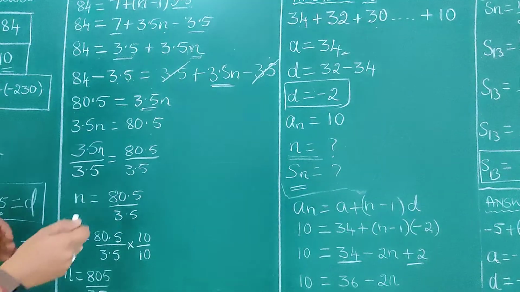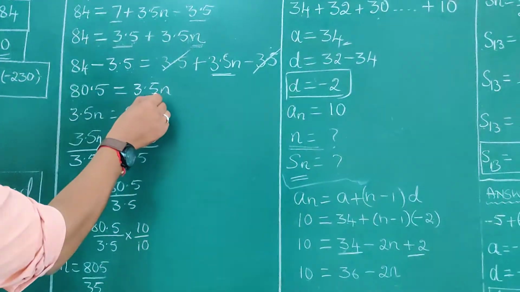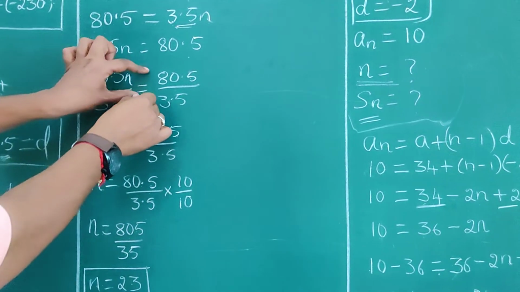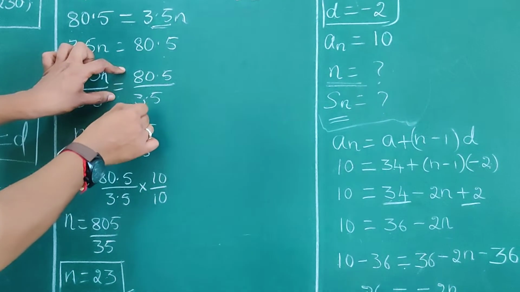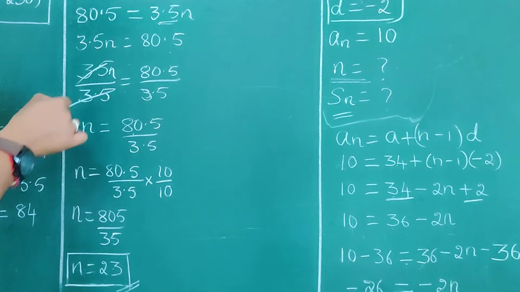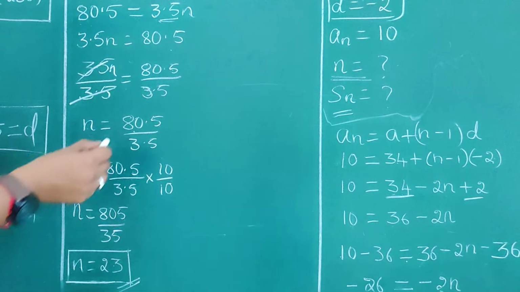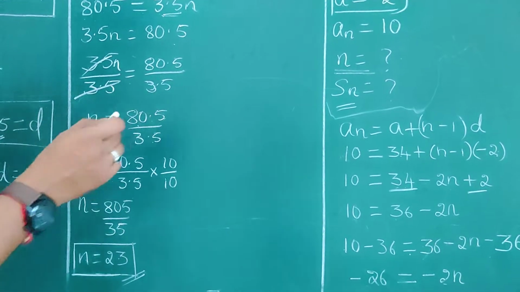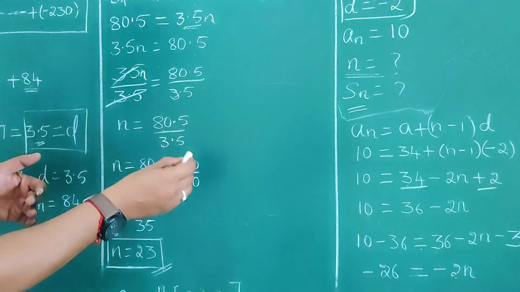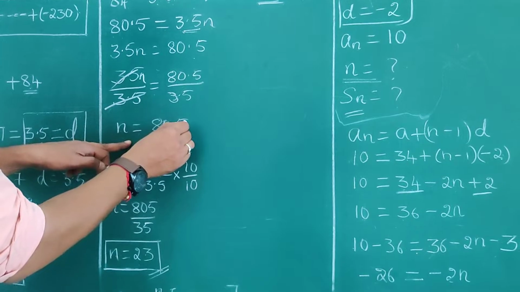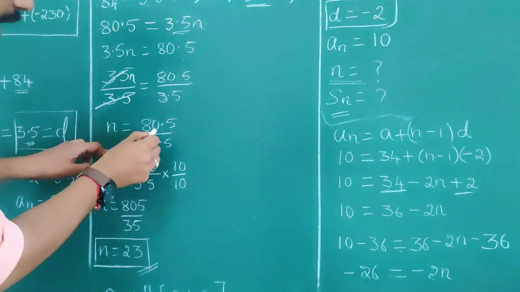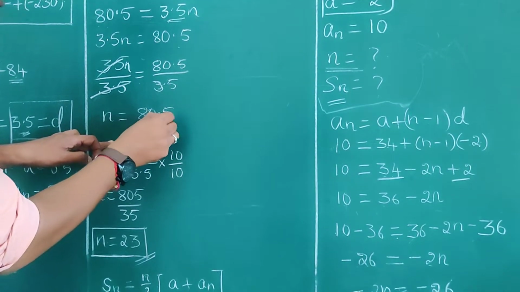Now divide both sides by 3.5, so that you get 3.5n divided by 3.5 equals 80.5 divided by 3.5. Now you can see the 3.5 got cancelled. n equals 80.5 by 3.5. Now after this decimal, how many digits are there? After the decimal, 1 digit. If 2 digits are there, there are various operations we have to do. Now after this decimal, 1 digit is there.